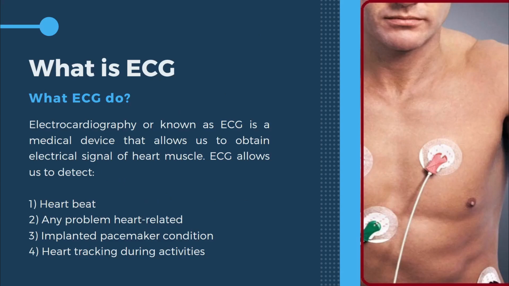First, what is ECG? What does ECG do? ECG is known as electrocardiography, where it is able to obtain the electrical signal from our heart muscle. With ECG, it allows us to detect things such as abnormal or normal heartbeat, any heart-related problems, implants, pacemaker conditions, and also heart tracking during activities such as running and cycling.